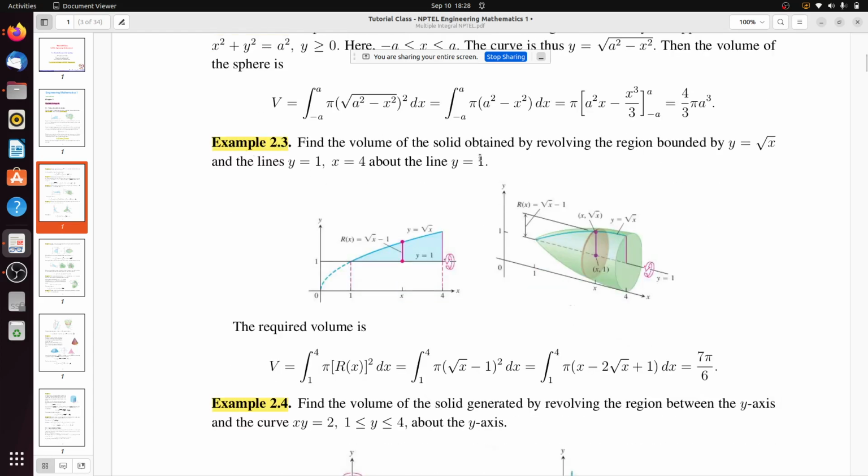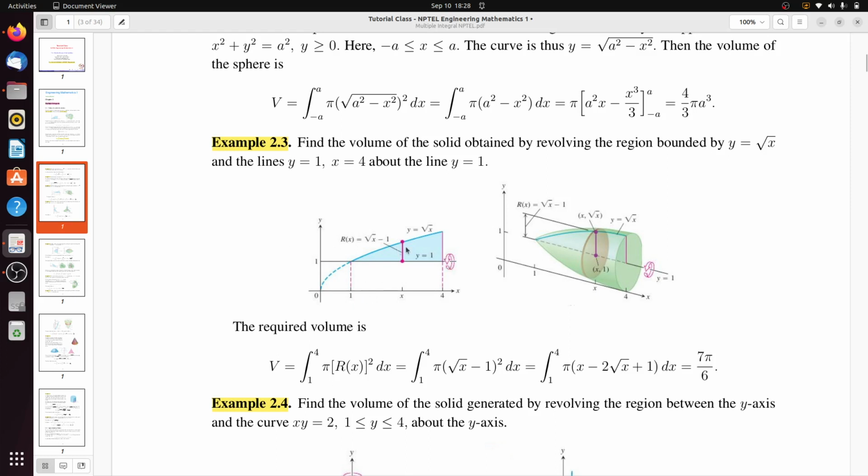Find the volume of the solid obtained by revolving the region bounded by y equal to square root of x and the lines x equal to 1, x equal to 4 about the line y equal to 1. Here there is one typo. This should be x equal to 1, not y equal to 1. This should be x equal to 1 to x equal to 4, and here we are revolving the curve square root of x about the line y equal to 1.